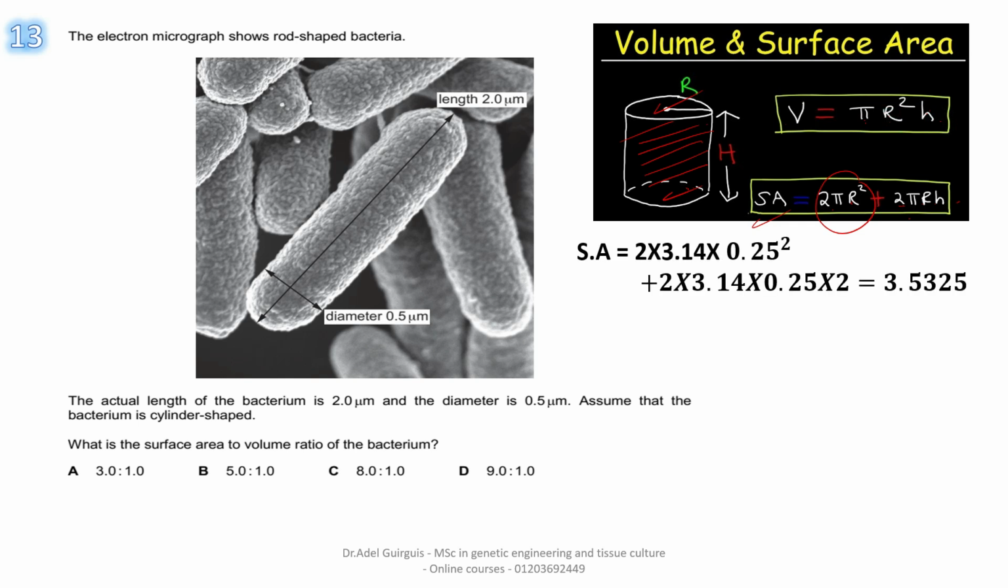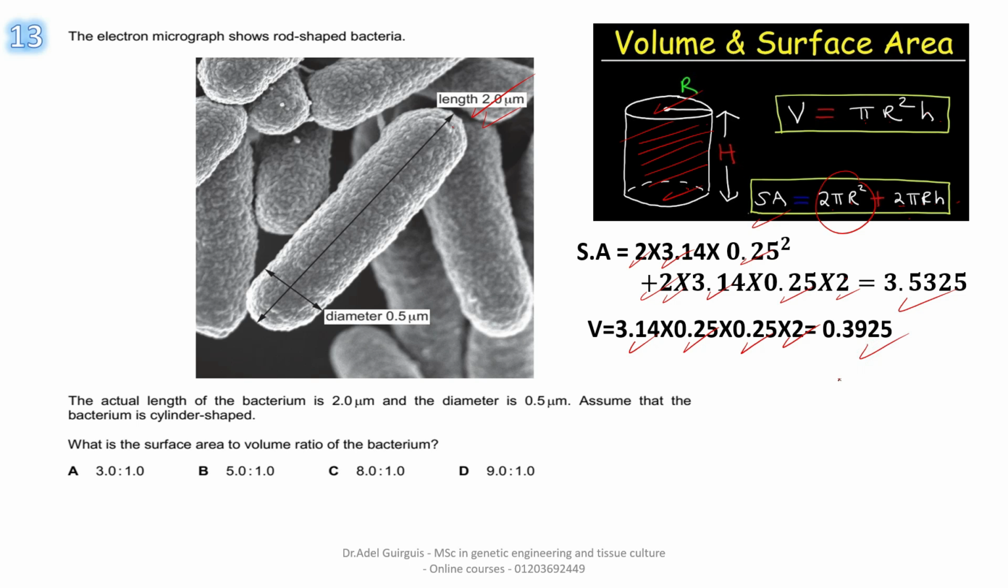Firstly, surface area. By substituting the figures, 2 pi r squared plus 2 pi r h, where h is the length of the bacterium, 2 micrometer, equals this figure. Please don't approximate or round now. For volume, volume equals pi r squared h, where h is 2 micrometer, equals this figure.